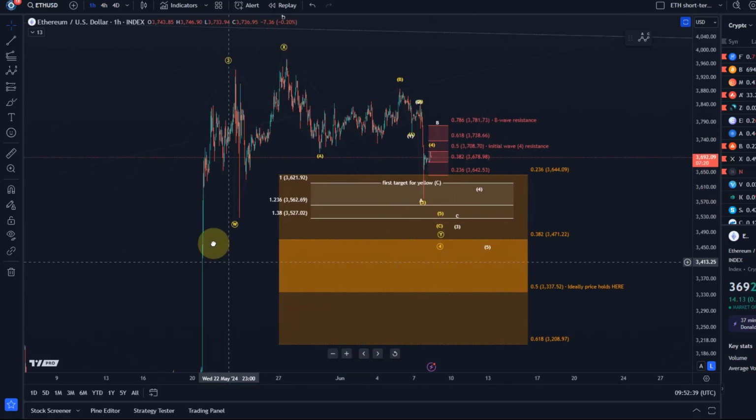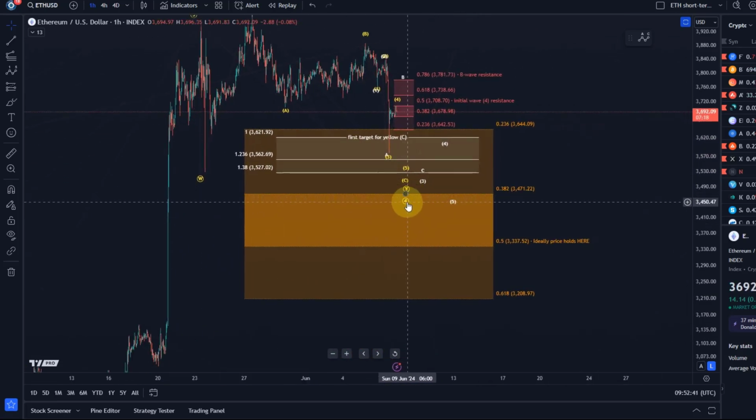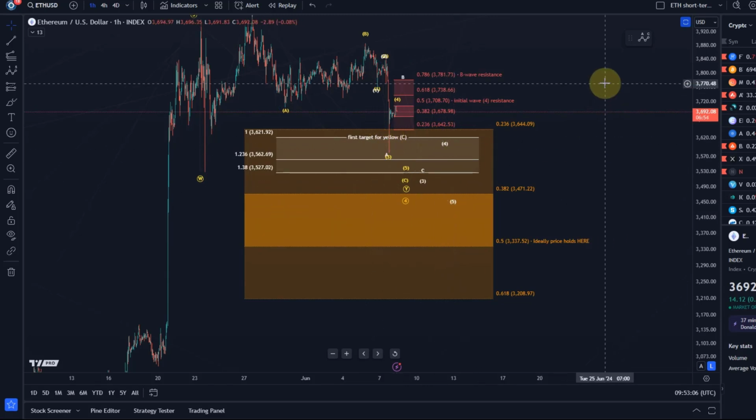So the overall support area for this fourth wave is still between 3,209 and 3,644 USD. Well, I have to say though that ideally the price holds here, so it doesn't break below it. Doesn't mean we have to go down to that level to test. No, it's the entire box that's relevant. So we could turn around earlier, right? We could turn around earlier.